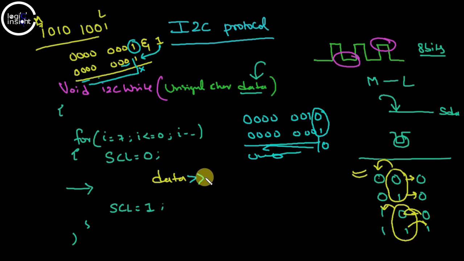So I have to do the shifting: first shift by 7, then 6, 5, 4, 3, 2, 1, like that. That's why I have written the loop from 7 to 0. The data is shifted i times, first 7, then 6, 5, 4, 3 and so on, and I have to AND with 1. After getting the bit, I have to put this data on the SDA line. So this is how to write the write function, I2C_write.